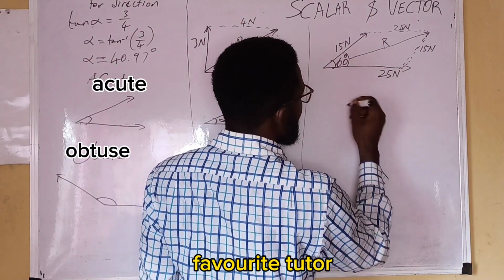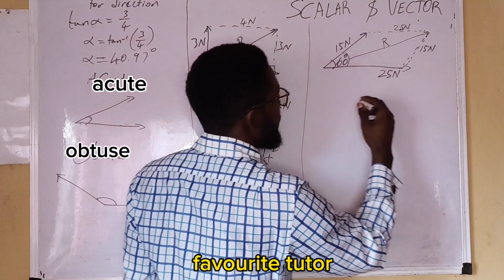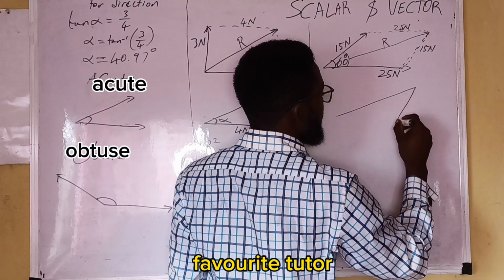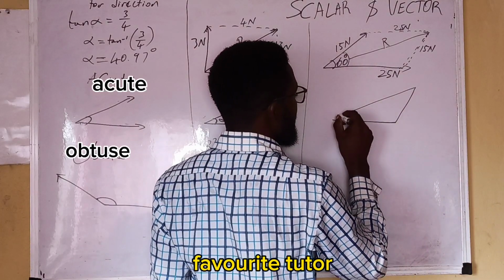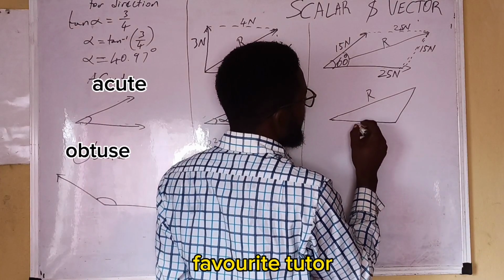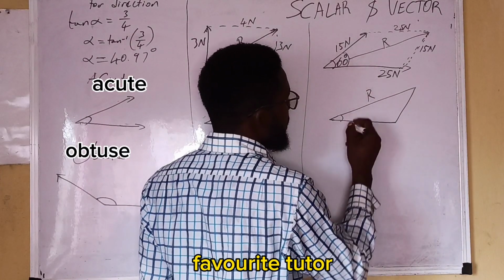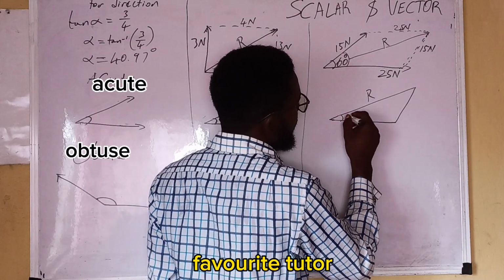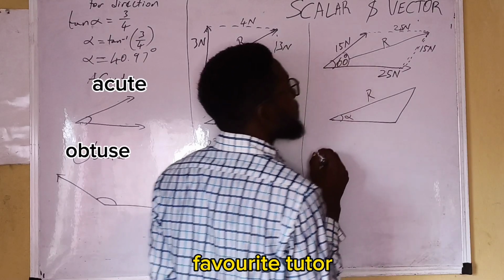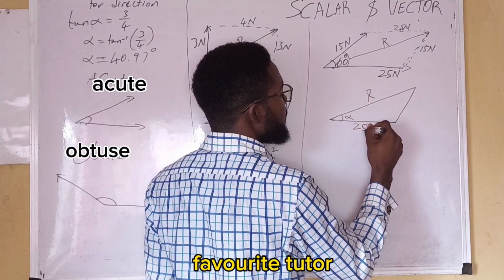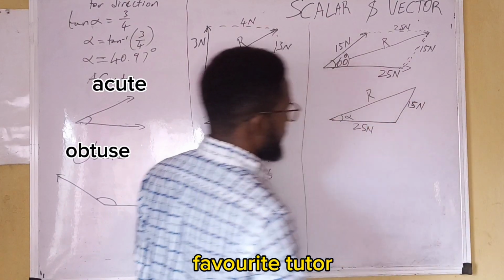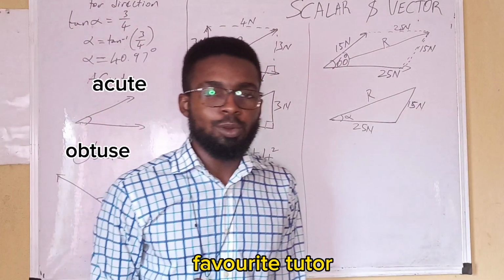So for us to get this resultant, let me bring it out. That's one side with the diagonal. So you have something like this. So this is the resultant. This is an angle, which is unknown. Let's call this alpha. Right here is 25 Newton. Right here is 15 Newton.